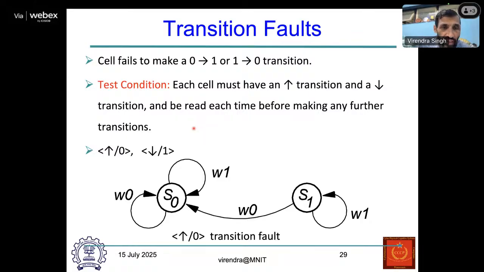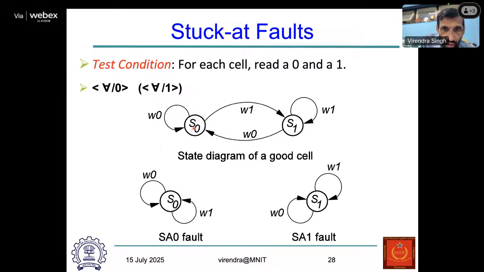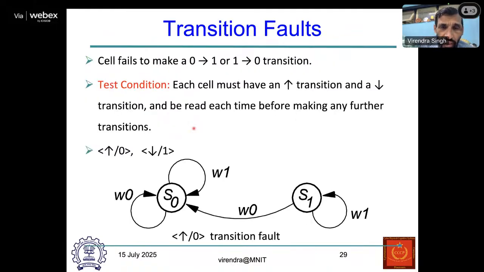Similarly, for the transition faults, we can say that a cell failed to make a transition from 0 to 1 or 1 to 0. So now what can be the test condition? Earlier, for the stuck-at fault, the test condition is that for each cell you read A with value 0, or read A with value 1, after writing 0 or 1. Here each cell must have either a rising transition or a falling transition, and be read each time.